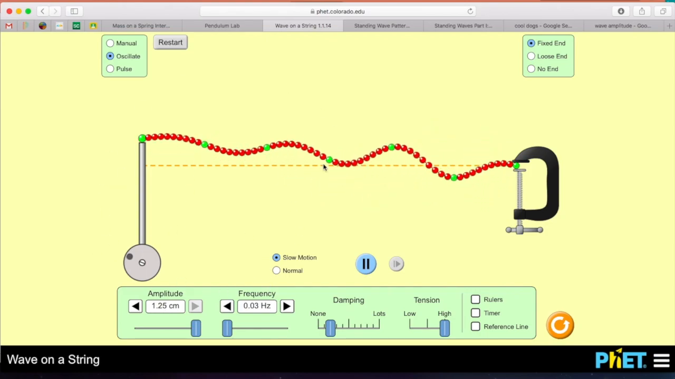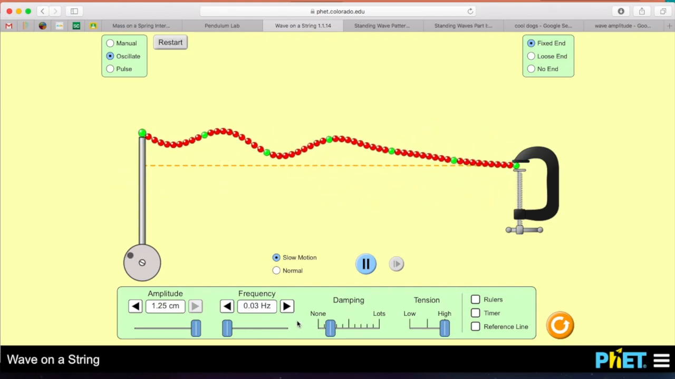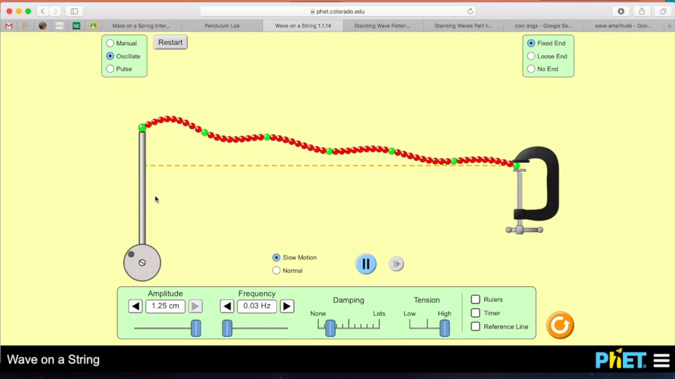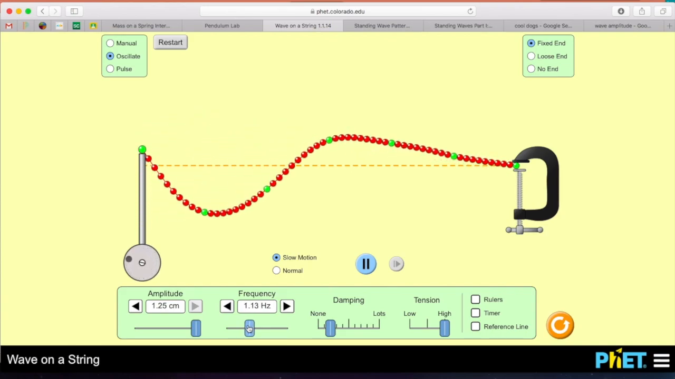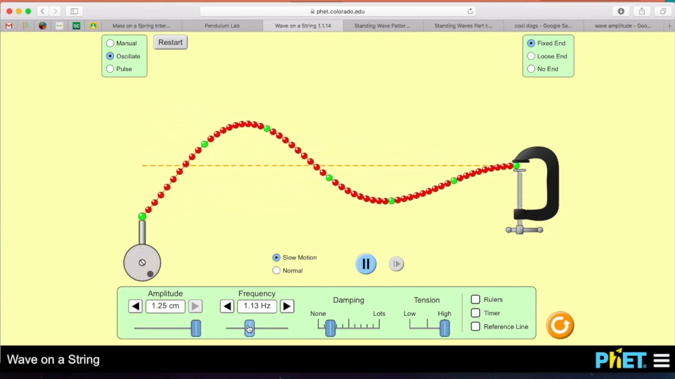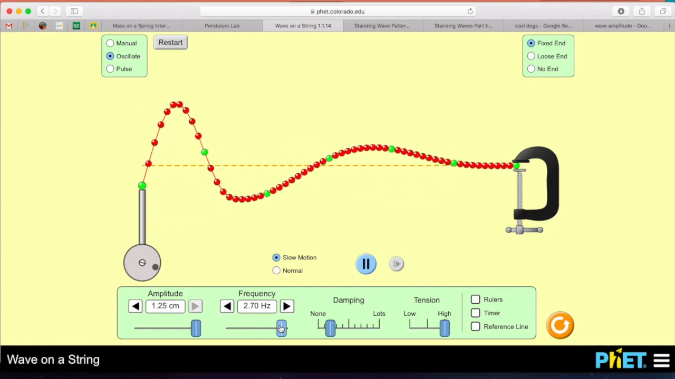Wait for it to kind of equilibrate with itself. That's an incredibly low frequency, right? Let me go up a little bit higher. There we go. So there's a low frequency. There's a high frequency.